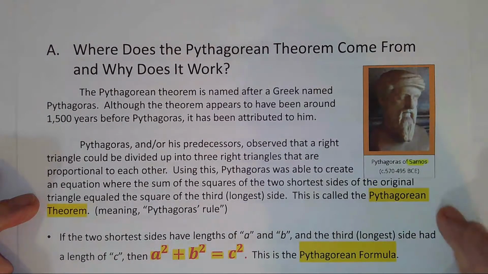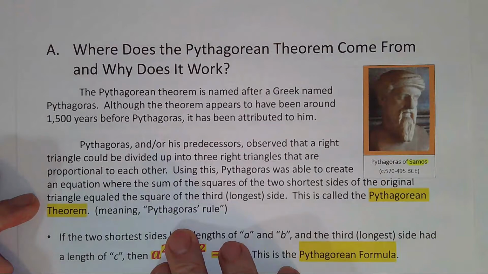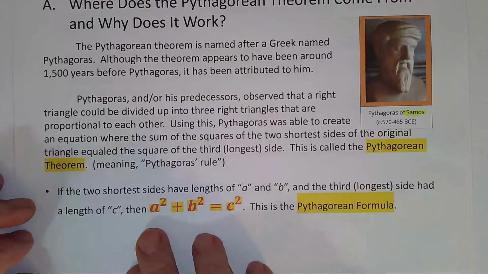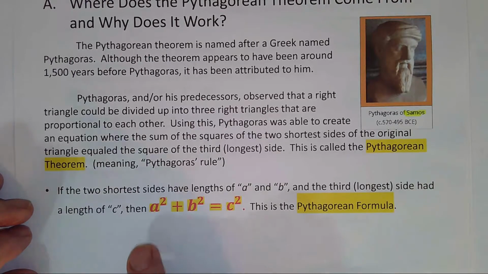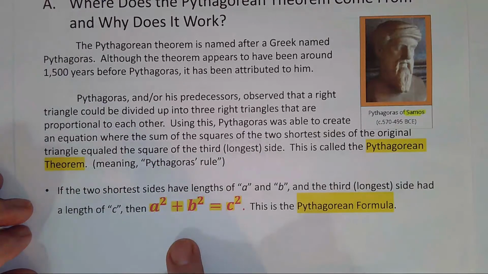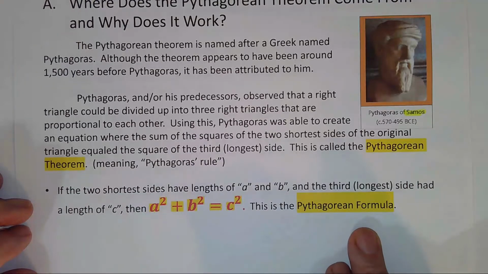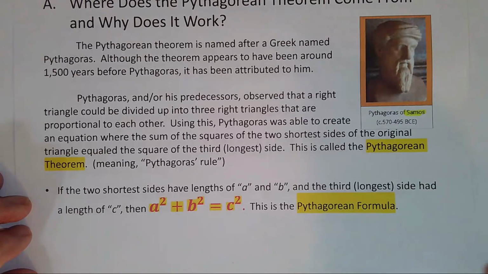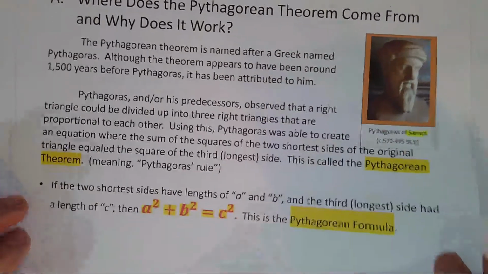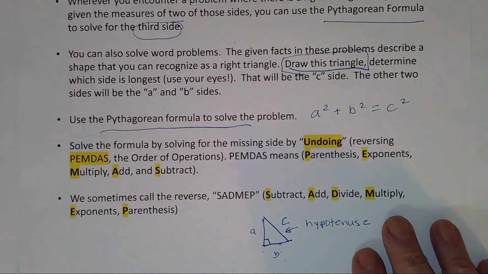This is called the Pythagorean theorem, which simply means Pythagoras' rule. And so this is the formula. If the two shortest sides have lengths of A and B, and the third, longest side has a length of C, then A squared plus B squared equals C squared. This is the Pythagorean formula. We're going to get into this more deeply, so don't worry if this is confusing to you at this point in time. We're going to draw some pictures, and we're going to talk about this.